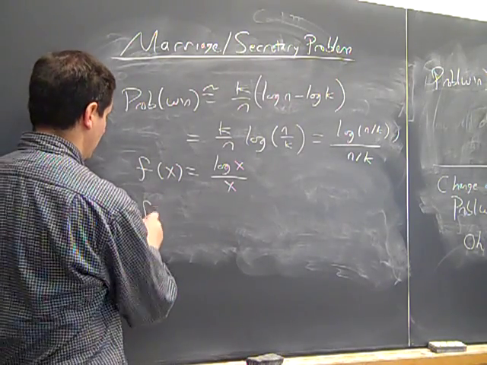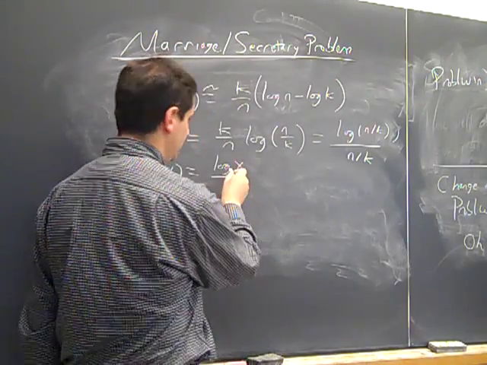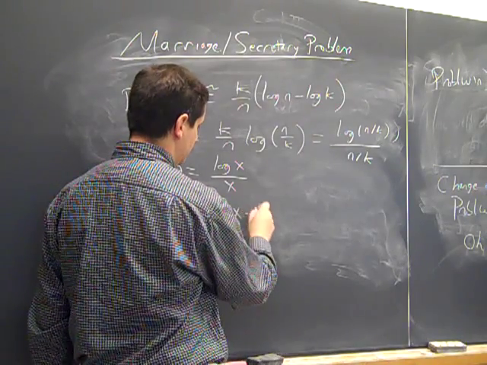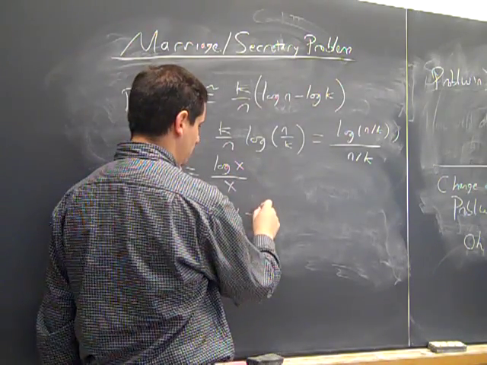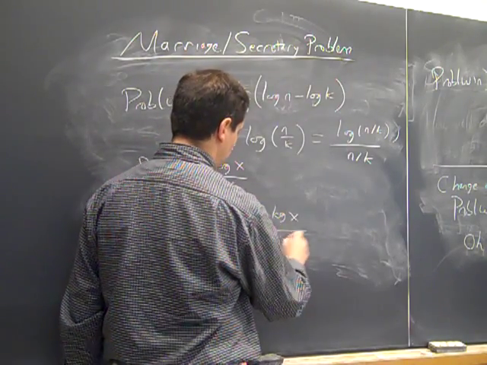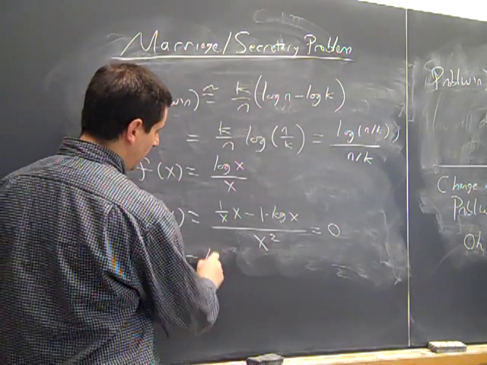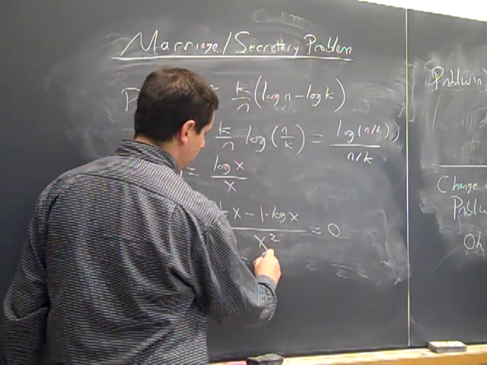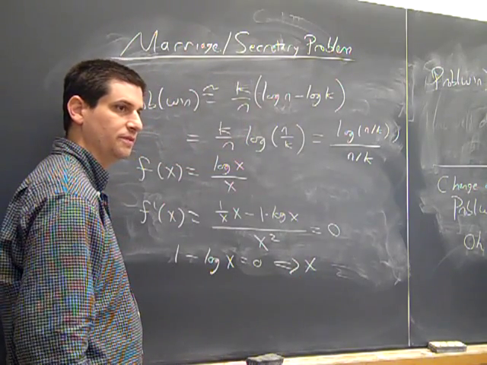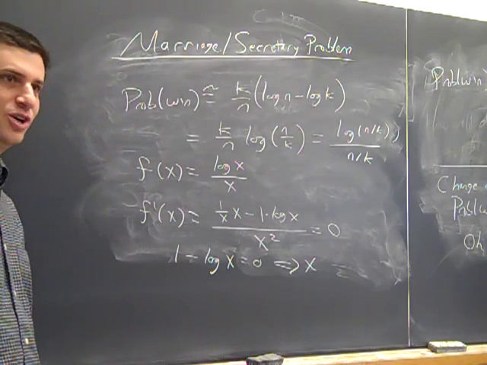Take the derivative. So f prime of x, the derivative, oh great, quotient rule was wonderful. The derivative of log of x is 1 over x times x, minus the derivative of x, which is 1, times log of x, divided by x squared. I want that to be equal to 0. So I get 1 minus the log of x equals 0. What is x equal? One minus log of x equals 0.